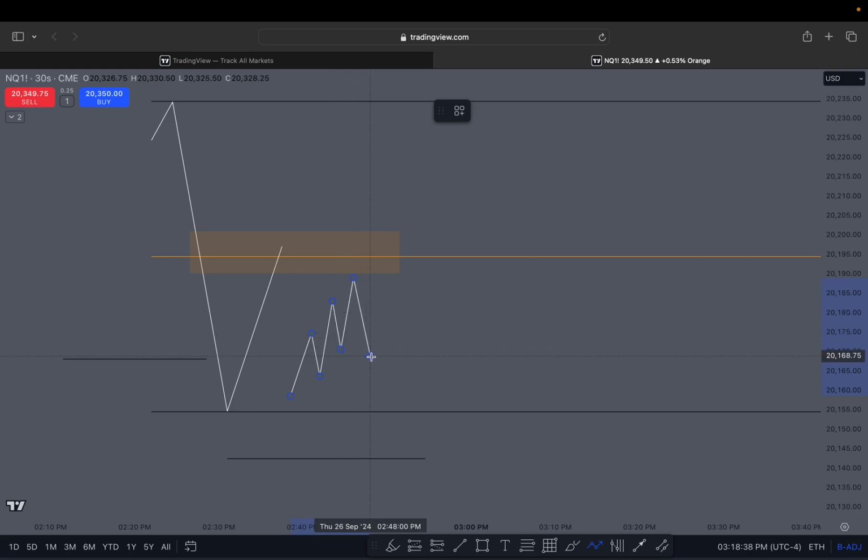Or was price internally sweeping sell-side liquidity as it went higher? So that's the first thing you want to pay attention to. What type of liquidity would be a part of a continuation? Let's say you don't know for sure if the draw on liquidity is lower. That's the protocol you're going to look for.